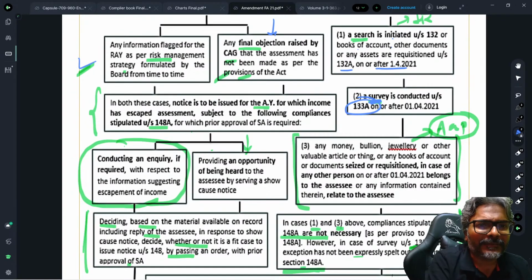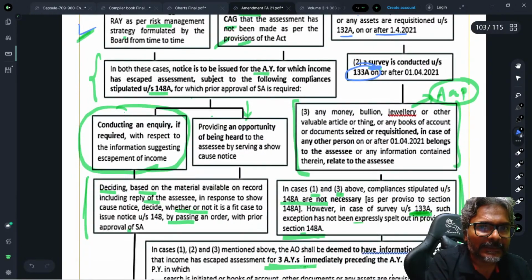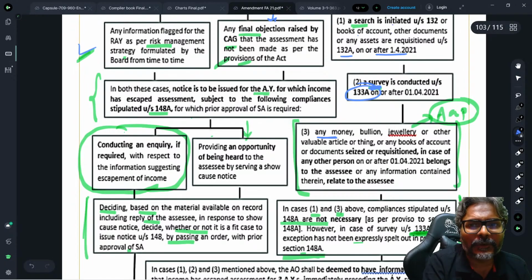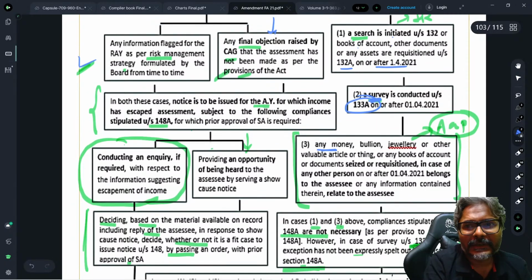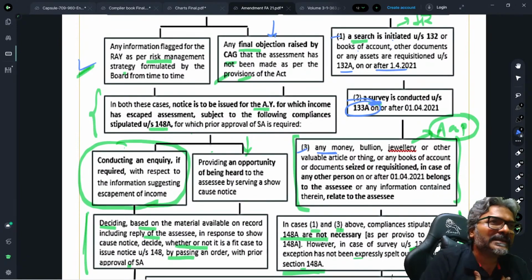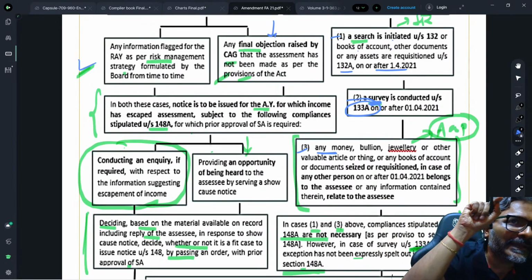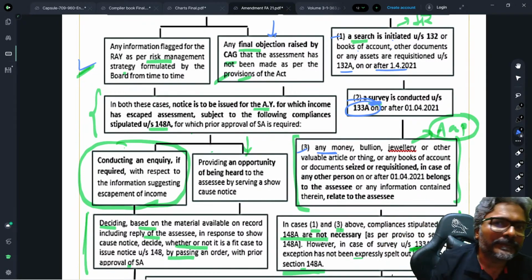Now, in that particular case, tell me one thing, students, in this context. Now, the third one, any money, bullion, and jewelry. Students, be careful. Here it is. Now, this is 1, 2, and 3. Now, what are these 1, 2, and 3 for deemed information? Just a search in my premises has been conducted, students. Okay, and in my premises, there were some books of accounts or money, bullion, and jewelry, which were found and they belonged to you.